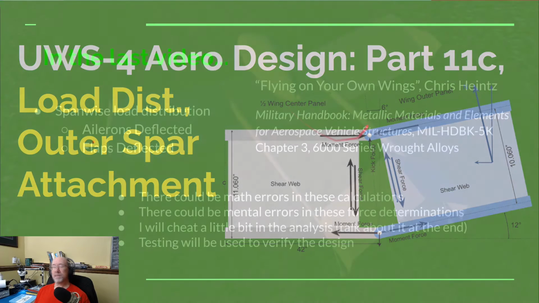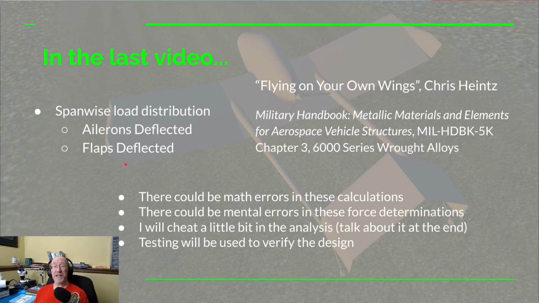Let's get to it. As is tradition in this particular design series, let's briefly talk about what we did in the last video. Now, in the last video, we talked about the span-wise lift distribution on the wing when we deflect ailerons and we deflect flaps. If you haven't seen that video yet, I'll put a link up here in the upper right-hand corner that you can click on, and it'll take you to that video.